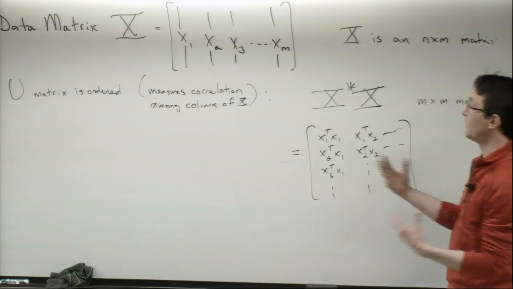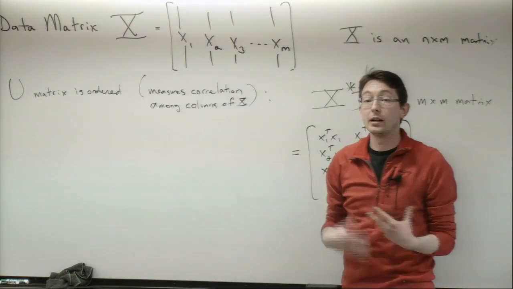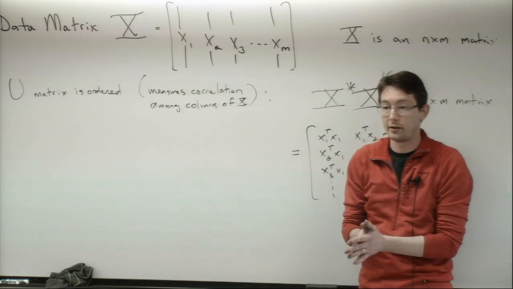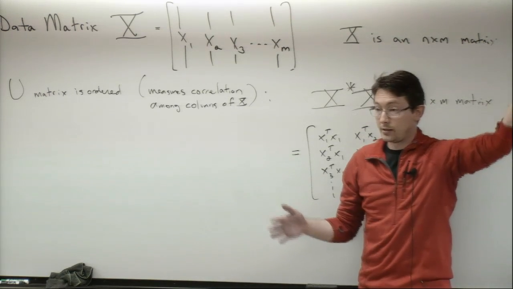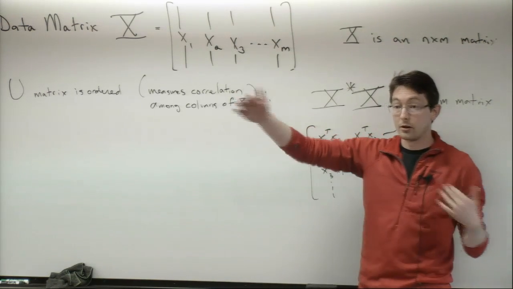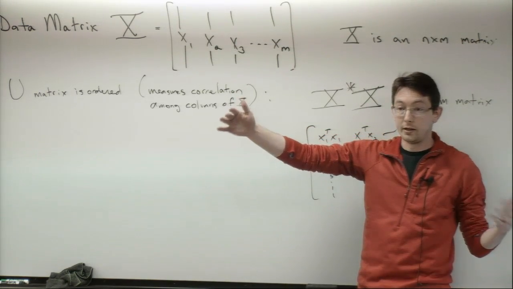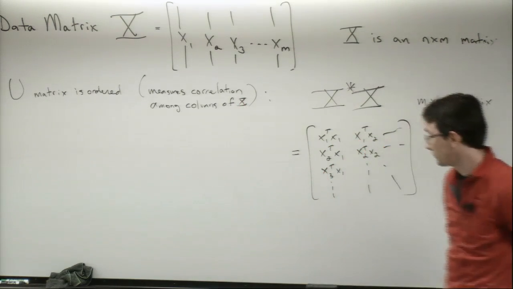Okay? And if some of these columns are really correlated with each other, then what should their inner products look like? They're going to be very large, right? So columns that are correlated give large inner products. Columns that are decorrelated give small inner products.